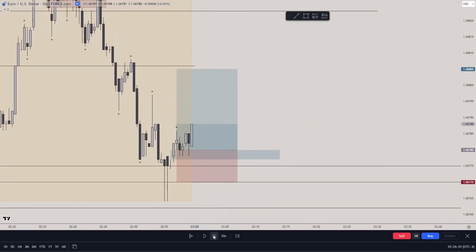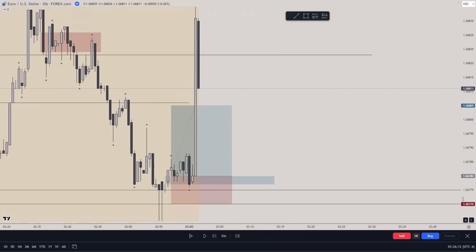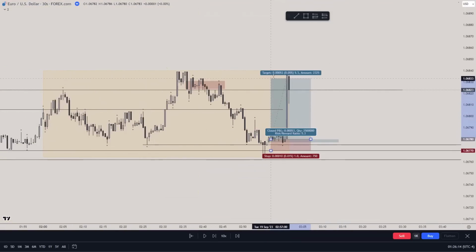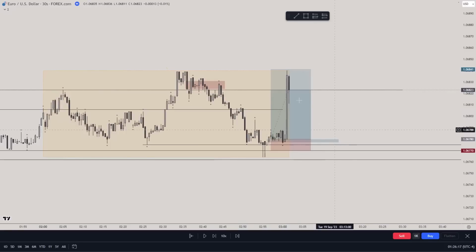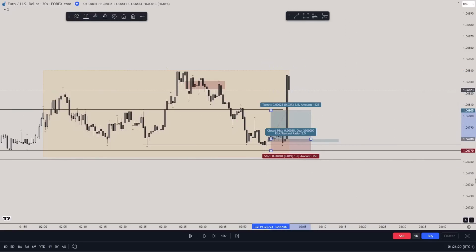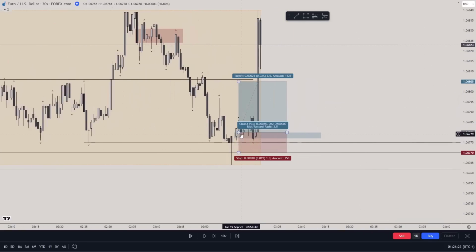So we get the entry here, and price shoots up. You see, that was a very huge trade. You wanted to let it run, but 2.5R in, I would say, a couple of minutes, right?